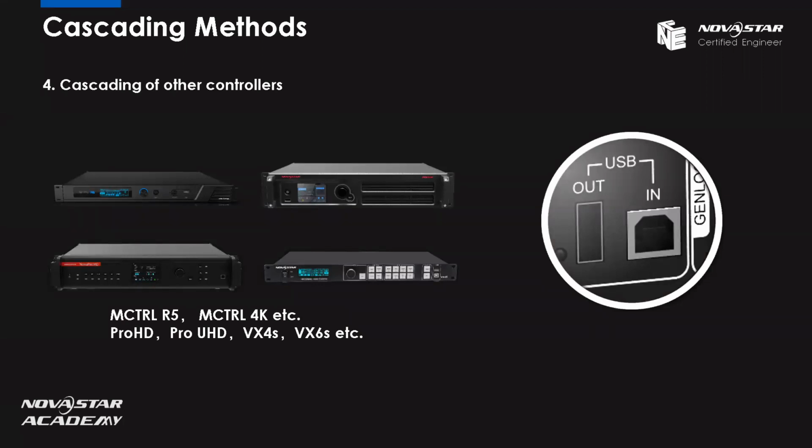For all the controllers here, when you look at the back panel of the controller, you will see two USB interfaces. It indicates that one is in and the other one is out. So for these controllers, we don't use a 5-pin cable, and we don't use the Ethernet cable to do the cascading anymore. We just use the normal USB cable to do the cascading. The same USB cable that connects our computer to our controller, we just use one more cable like that to do the cascading. So that's the way for the other controllers.